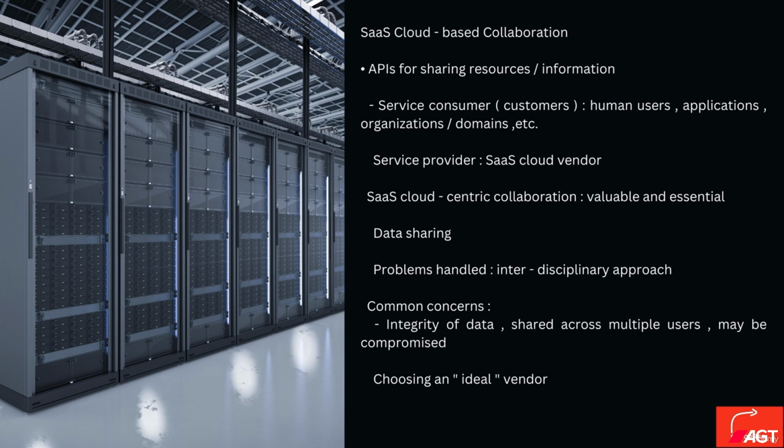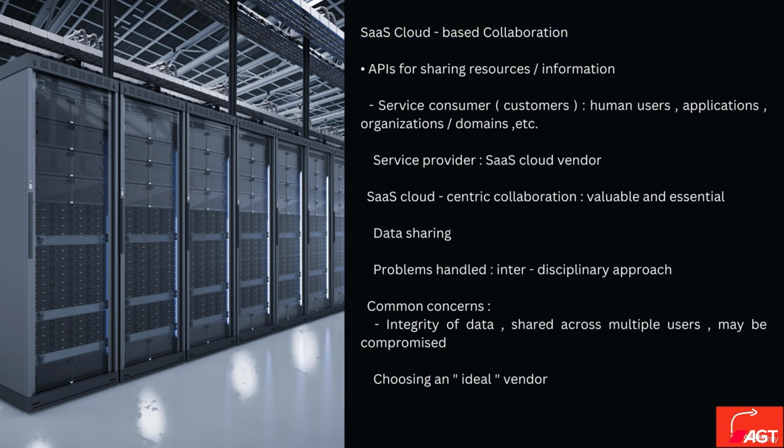Choosing an ideal software-as-a-service cloud vendor can also be a challenge, as there are many resources and pieces of information to consider. Customers should evaluate the vendor's track record for security and data protection, as well as the features and functionality of their collaboration APIs. Additionally, it's important to consider factors such as pricing, support, and scalability when choosing a software-as-a-service cloud vendor for collaboration.